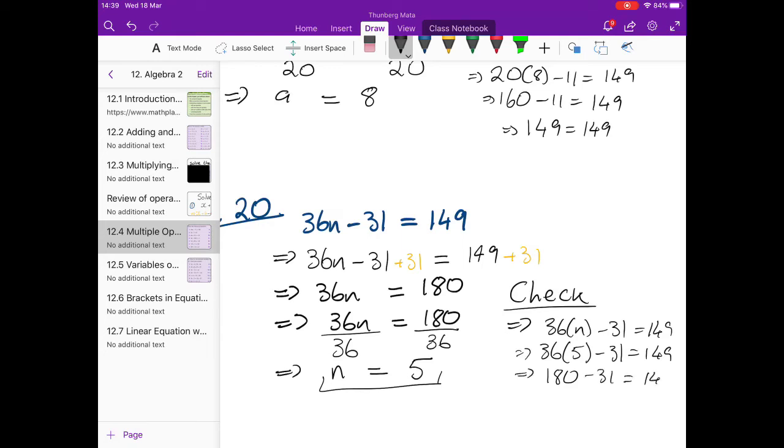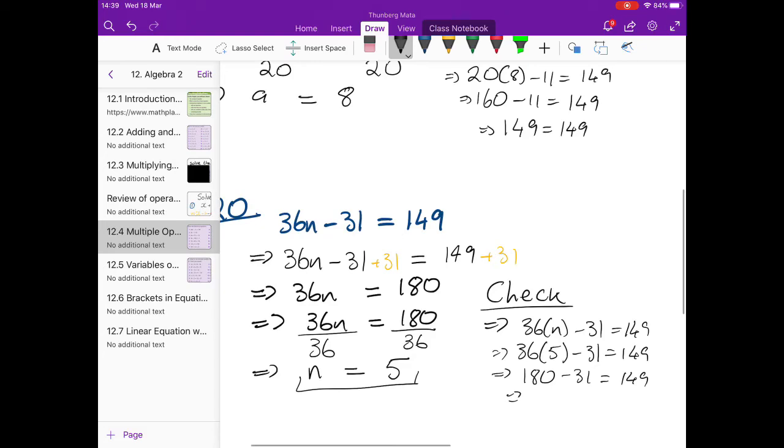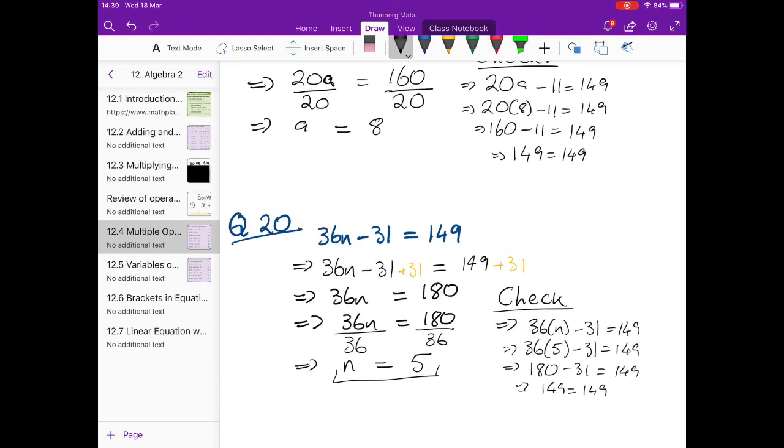Minus 31 is equal to 149. And then I'll end up with 149 is equal to 149. And that is that question done and dusted.